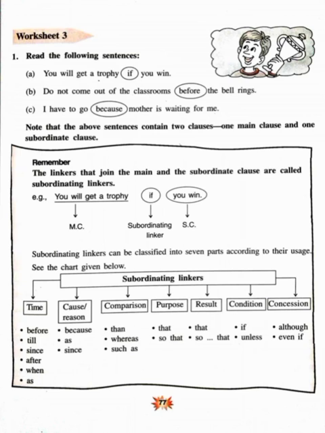Now here is the list of all the subordinating linkers. Subordinating linkers are divided into 7 parts. First one is subordinating linkers of time. These are before, till, since, after, when, as. Next is cause or reason: because, as, since. Subordinating linkers of comparison are than, whereas, such as. Purpose: that, so that. Result: that, so that. Condition: if, unless. And subordinating linkers of concession are although and even if.